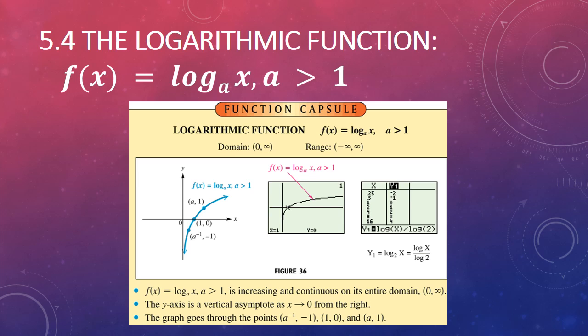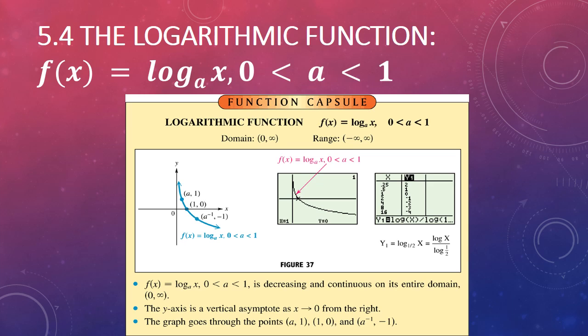Okay, here we have the function capsule for log base a of x, where a is greater than 1. The domain is 0 to infinity. The range is negative infinity to infinity. It's increasing and continuous over the entire domain. You'll notice that the y-axis is an asymptote, and the graph goes through the points (1/a, -1), (1, 0), and (a, 1).